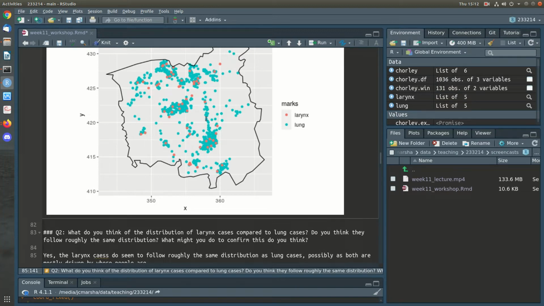Even better is perhaps to do a relative risk estimate. So we could look at the ratio. We could compute a kernel density estimate for the red points, a kernel density estimate for the blue points, and then look at the ratio of one over the other and see whether it's what we'd expect. It should be constant, right? It should equal 1 if the two distributions are the same.